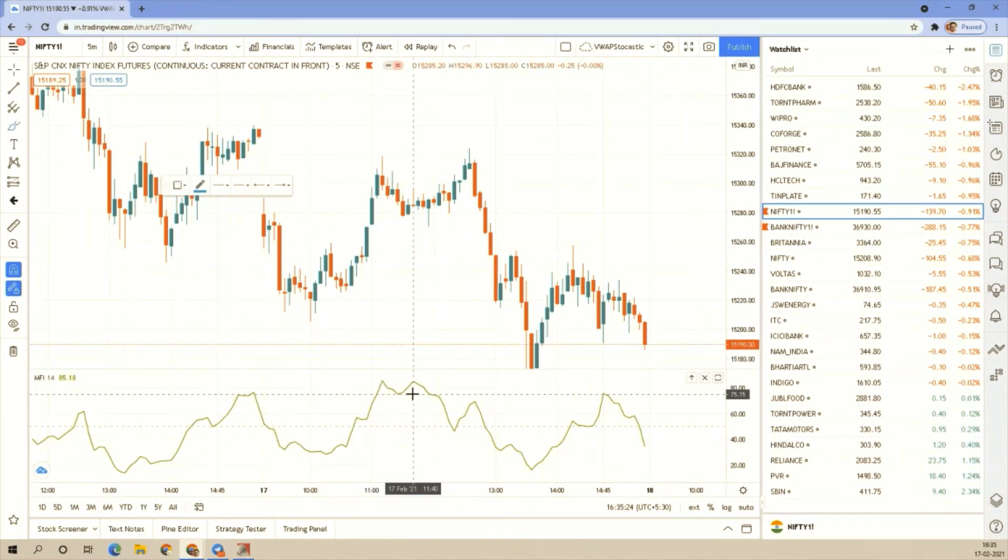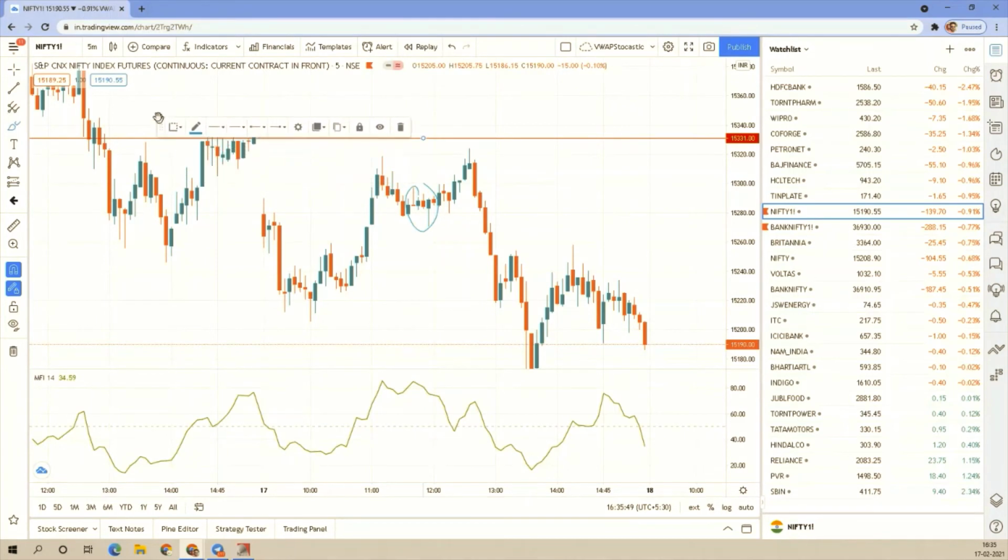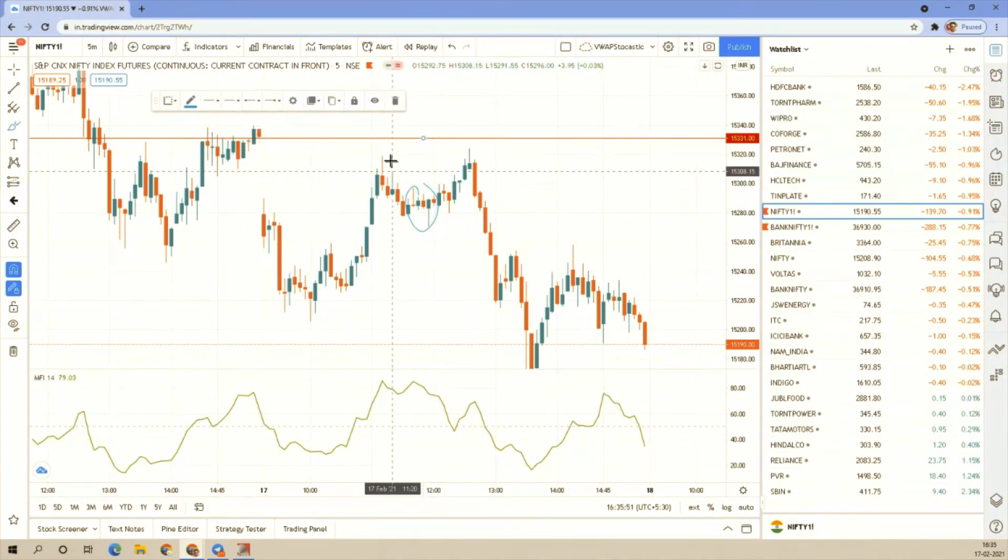If you have shorted it here somewhere, even the money flow has made a double top, but the price has not. So even though the money flow index has made a double top kind of thing, the price has not made the double top. If you have shorted somewhere here on seeing the double top and the direction is coming down, you should definitely have your stop loss somewhere here, because this is your immediate resistance. Just to have a little buffer, I have kept it over the day's high.